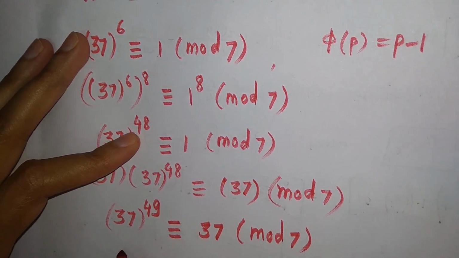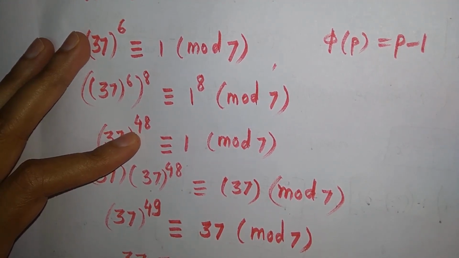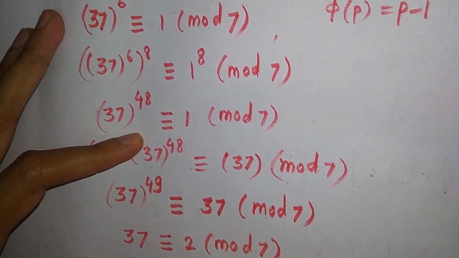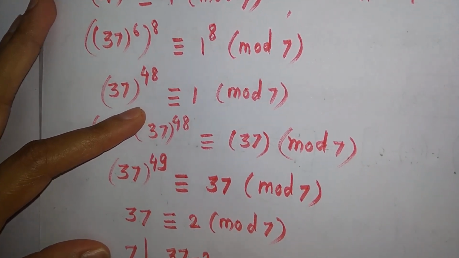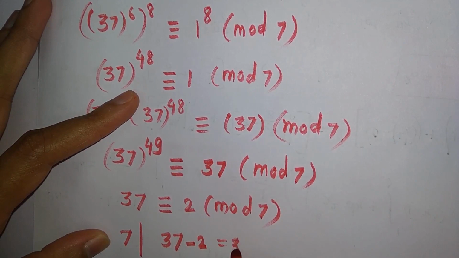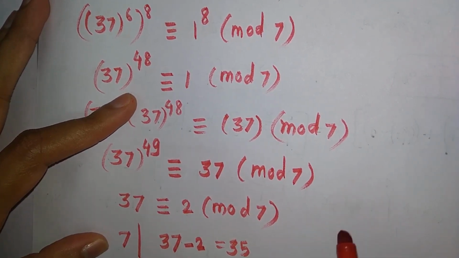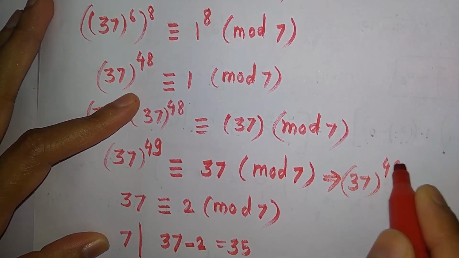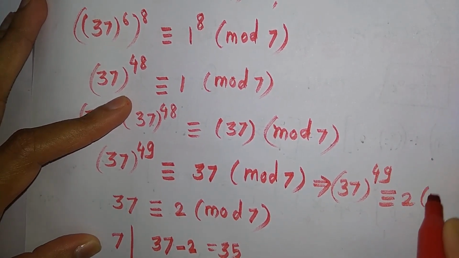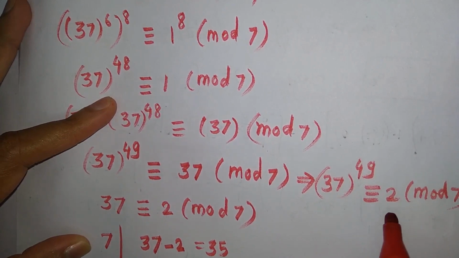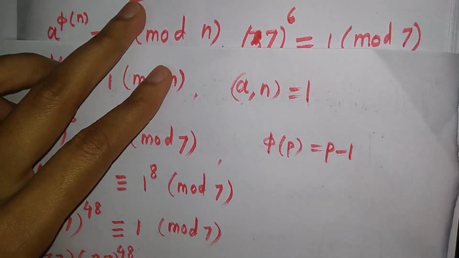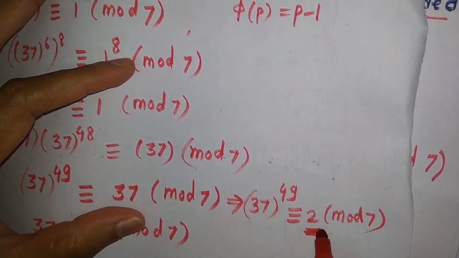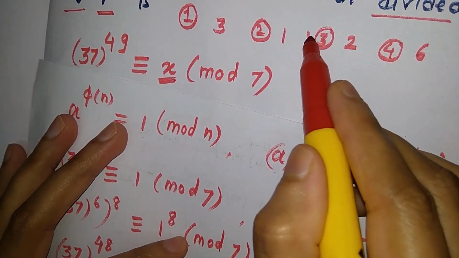37 is congruent to 2 modulo 7 because 7 divides 37 minus 2, right? Because 37 minus 2 is equal to 35 and 7 divides 35. So you can write 37 raised to 49 is congruent to 2 modulo 7. That means the value of x here is 2. That means the remainder is 2. So the third option is the correct option.